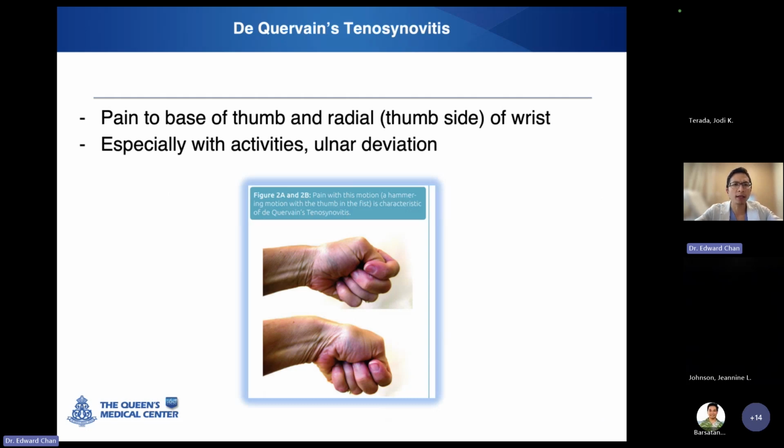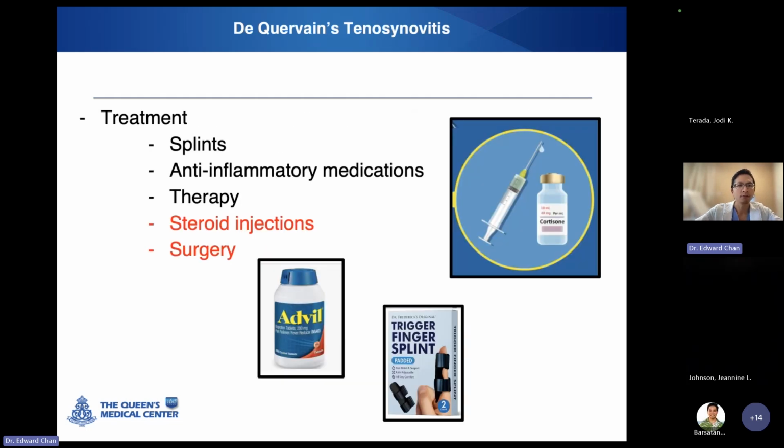So again, it's pain to the base of the thumb. We call it the radial side of the wrist, where people get the pain, and especially with activities that involve ulnar deviation. This picture here is showing ulnar deviation. That's the direction that, if you go in that direction, it tends to pull on that tendon and elicits the pain. So one of our exam maneuvers in the office is actually to gently do this maneuver. And if this brings on the pain, usually it helps confirm the diagnosis of de Quervain's tenosynovitis.